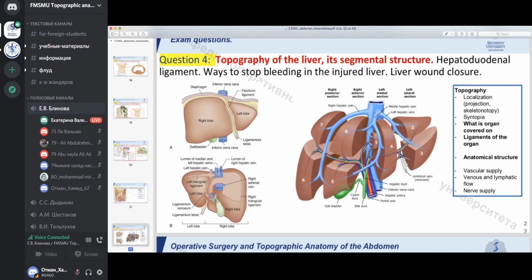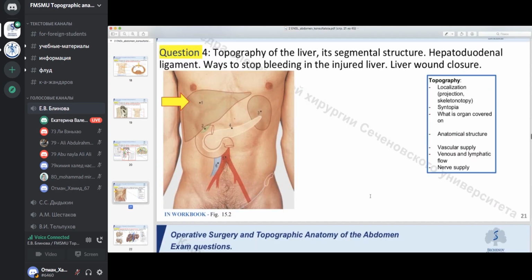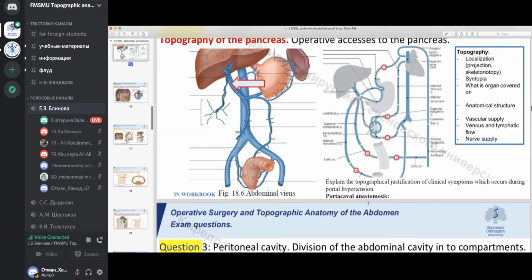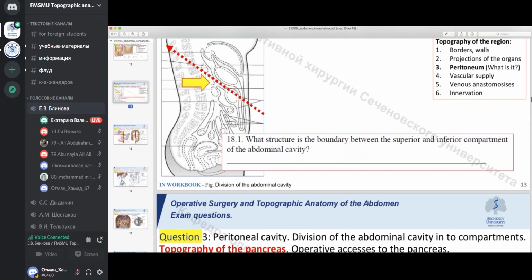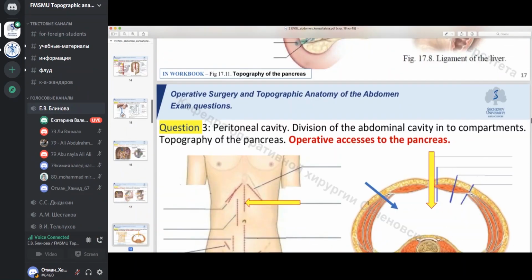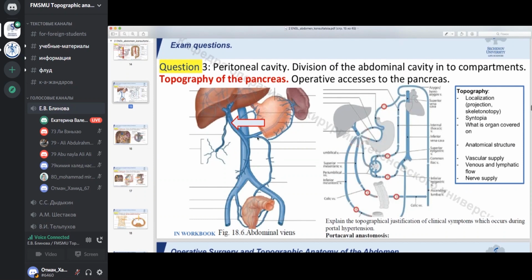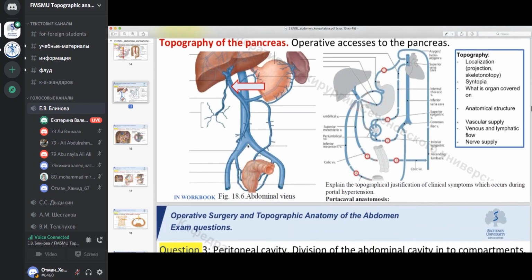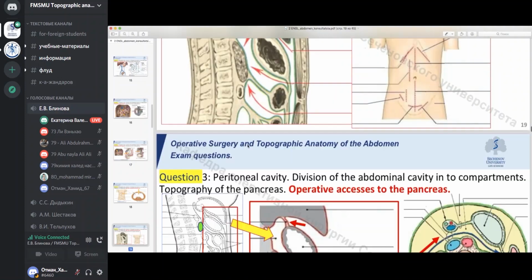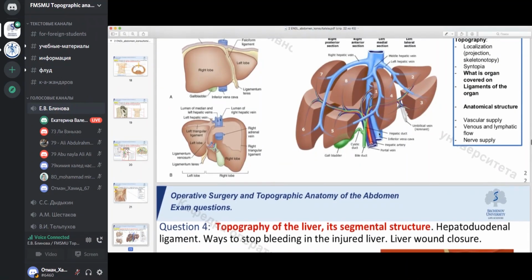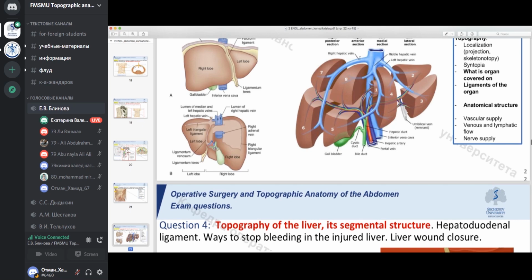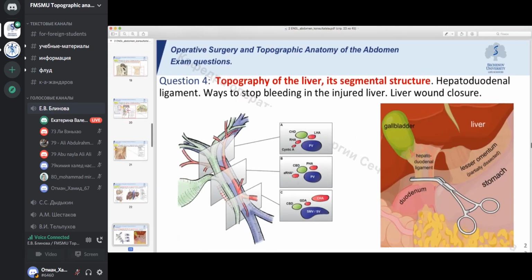The second way is the portal vein. The portal vein forms behind the head of the pancreas, from two veins: the splenic vein and the superior mesenteric vein. And the third way is the hepatic veins. There are two or three hepatic veins which drain blood to the inferior vena cava. And the hepatoduodenal ligament.